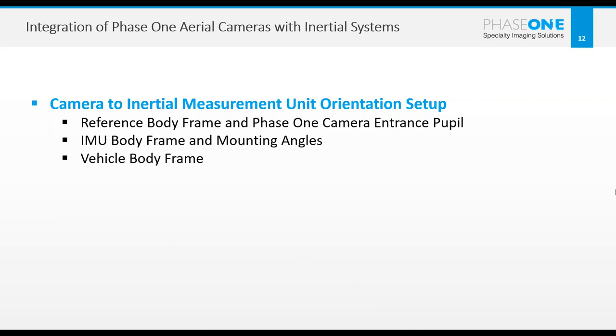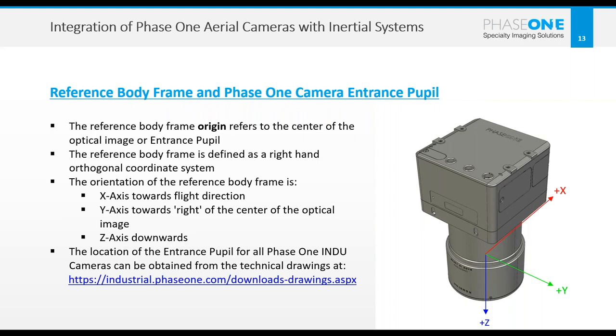So as I was saying, and sorry for the inconvenience again, camera to inertial measurement units, first concept: reference body frame and Phase One camera entrance pupil. In case you missed this, I will repeat. The reference body frame origin refers to the center of the optical image or entrance pupil. The entrance pupil is beyond the vertex of the view angle of the lens. So we can understand it's a virtual frame that is located somewhere beyond the vertex, and we can see it like a landscape, and it's not flipped.